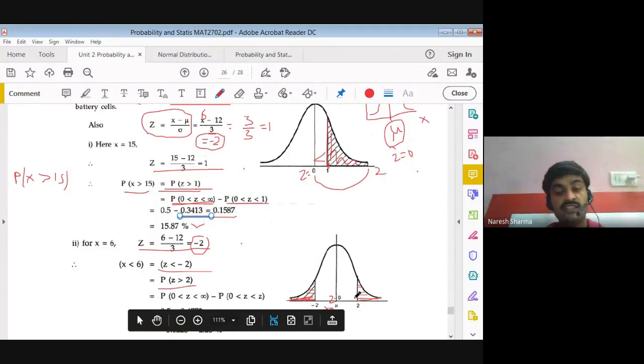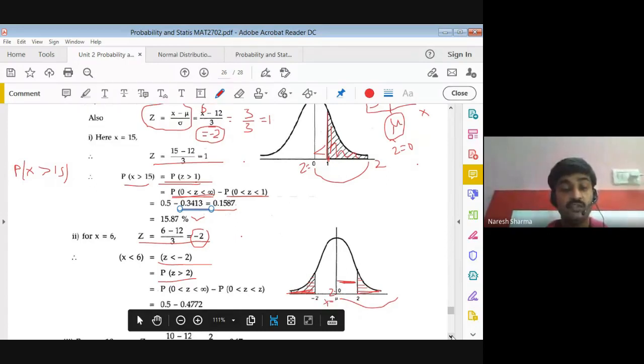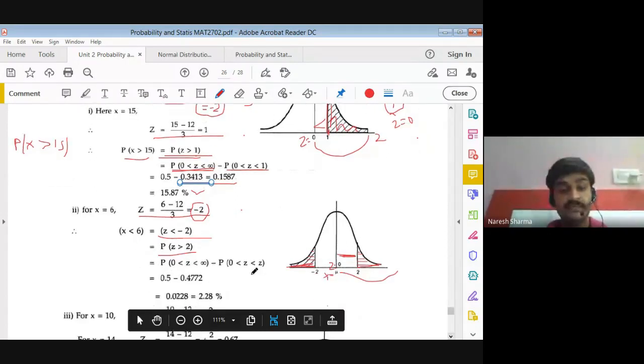Now to calculate this region on the right side only, we use 0 to infinity and subtract from it 0 to 2 only. So this region we can subtract from the whole right-hand side. So we use 0 to infinity minus 0 to 2.